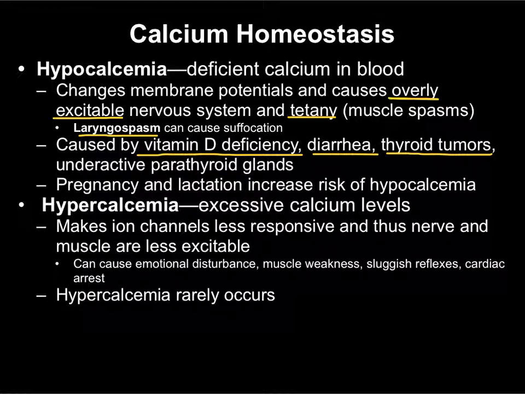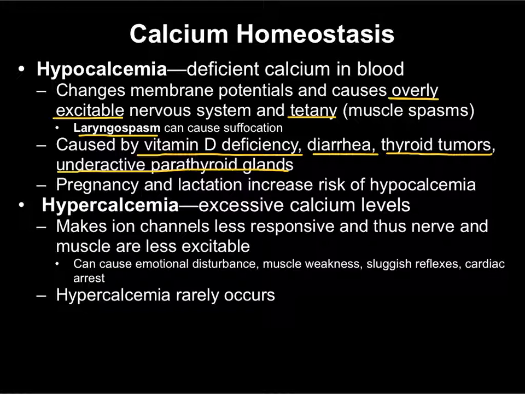Last, underactive parathyroid glands. Again, as we will see, your parathyroid glands secrete a hormone that basically causes calcium to leave your bones and go into your blood. If your parathyroid hormones are underactive, then you will not get sufficient calcium exiting your bones and going into your blood, and your blood levels will be low.